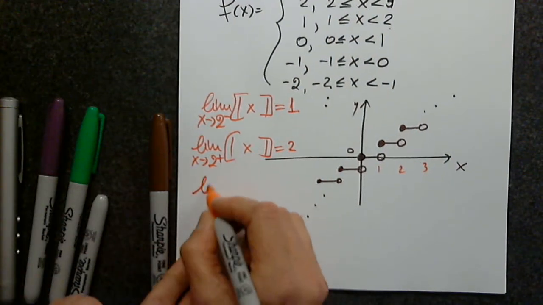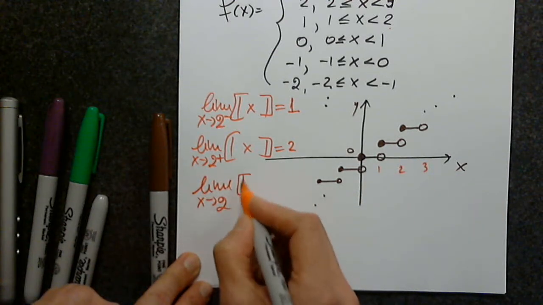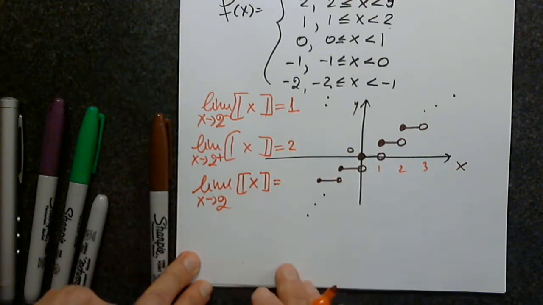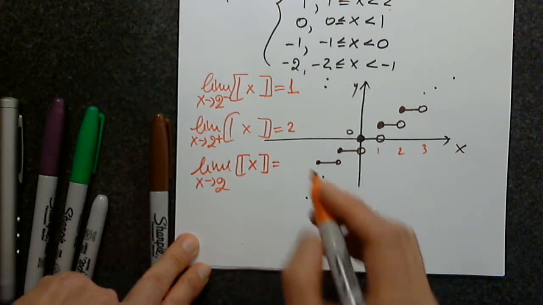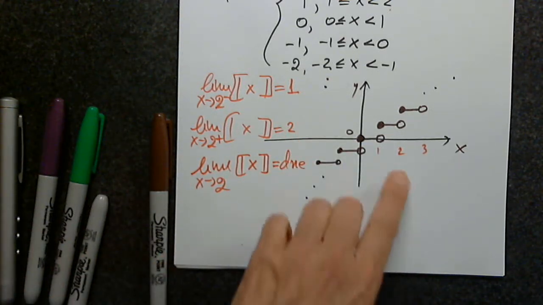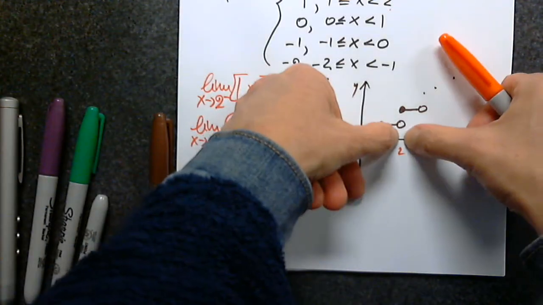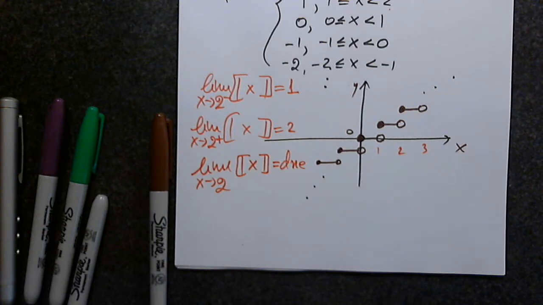So what do you conclude for the limit, which is very clear on the graph? As x approaches 2 from either side, they're not the same. So as x approaches 2, the left is 1, the right is 2, so the limit does not exist.